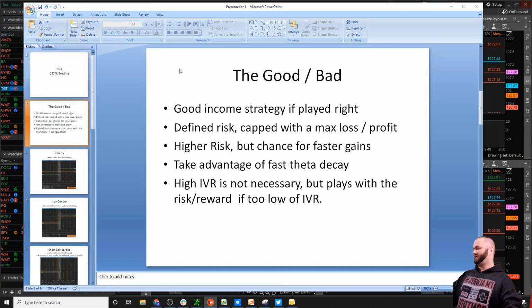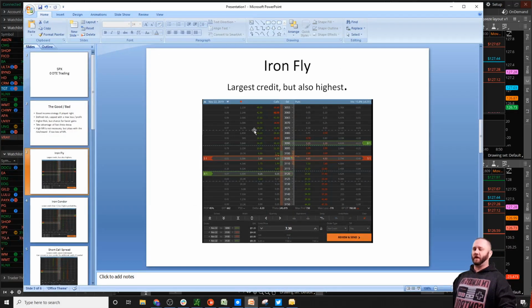Now, what kind of strategies are there? The ones that I do. The first one that you see me doing a lot of is the Iron Fly. This one is going to give you the most credit, but it is also going to give you the largest loss. It is also the highest risk, because those that know what an Iron Fly is, that is essentially just a straddle, and you're buying wings to define the trade.